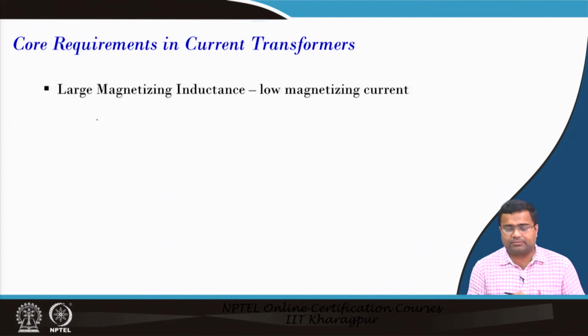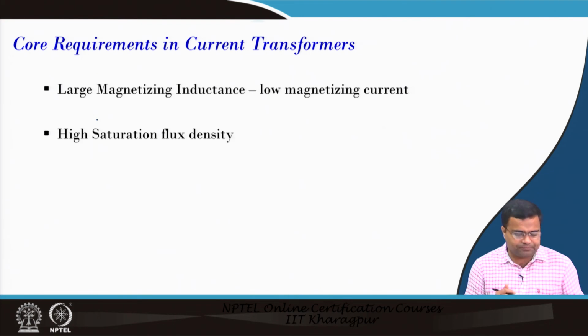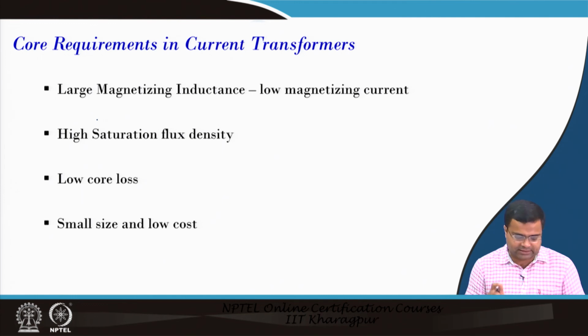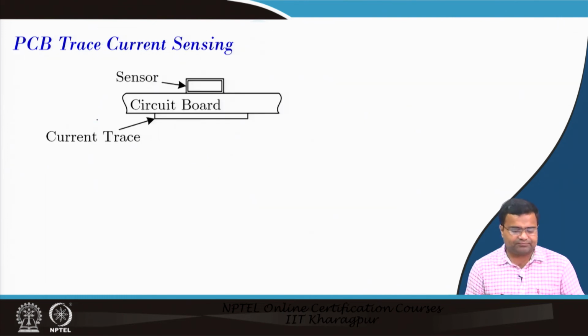The requirement of the current transformer is that it should have a very high magnetizing inductance, so that the magnetizing current is very low, and the saturation flux should be high, so that it can swing to a large extent. The coil loss should be reduced, and also size and cost should be reduced. If you take a toroidal kind of shape, then you can also minimize the leakage inductance.